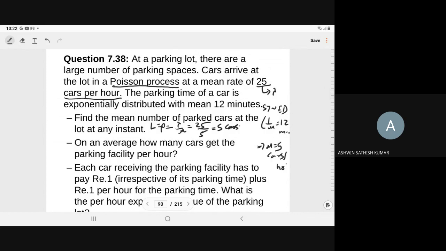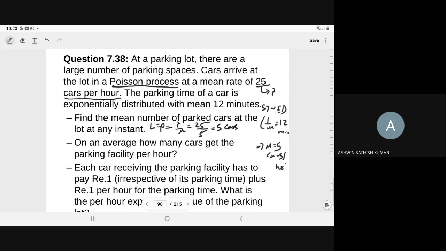On an average, how many cars get the parking facility? What are they asking, can anyone judge? Is that Ls, sir, like L minus Lq? No, not L minus Lq. They are asking how many cars are getting the service facility, the number of cars, not W. W means waiting time. How many cars are joining there?